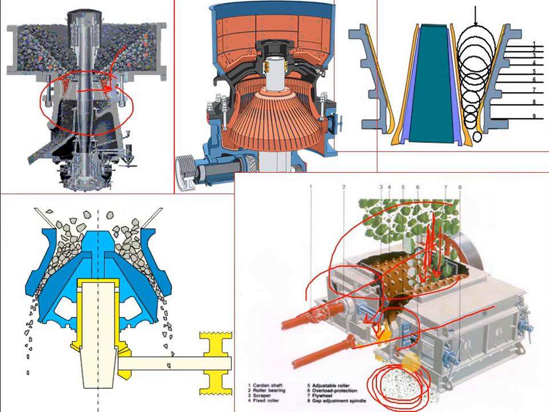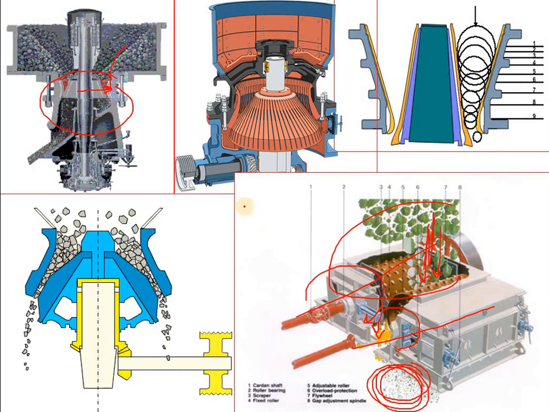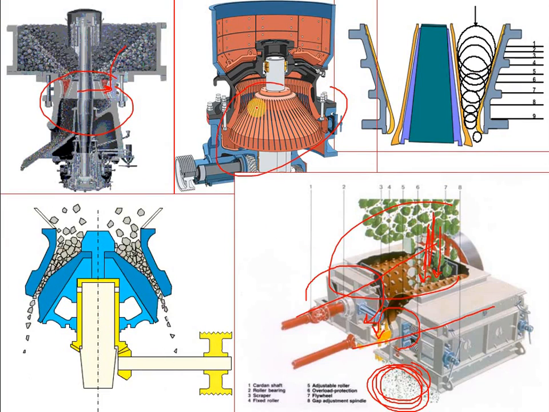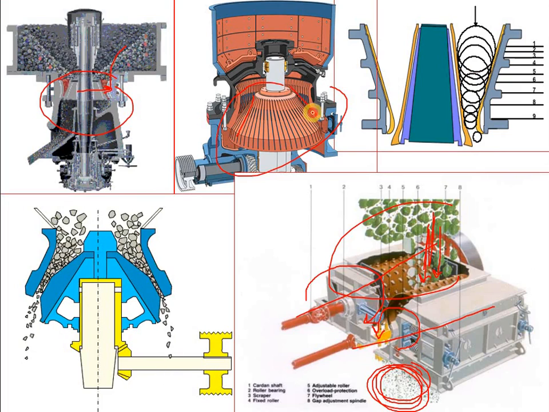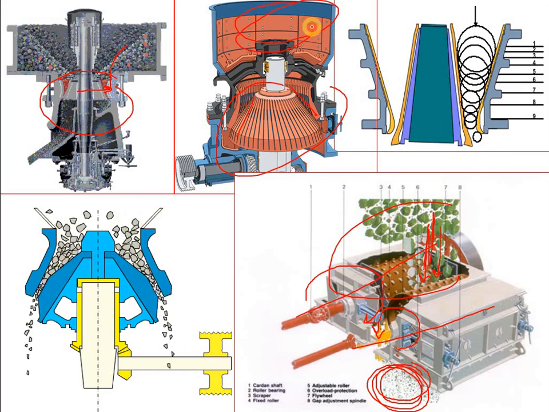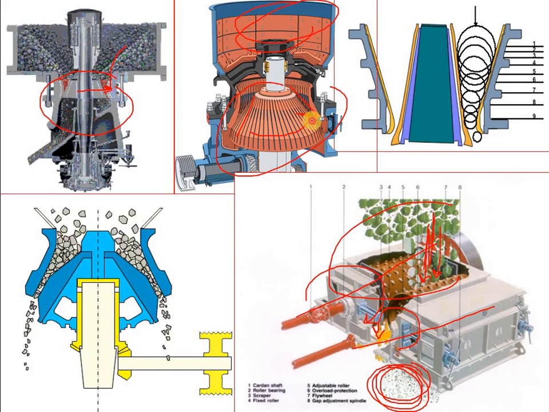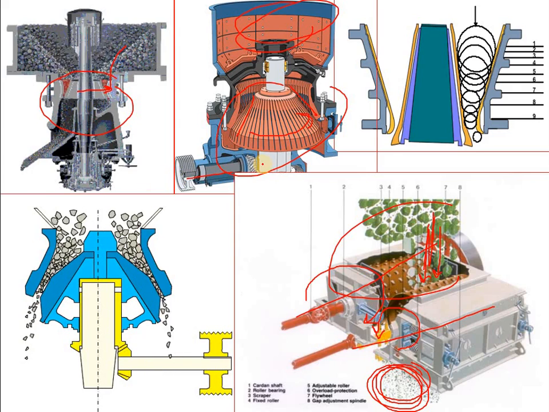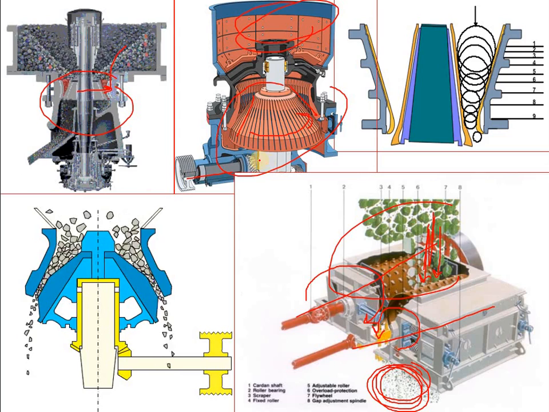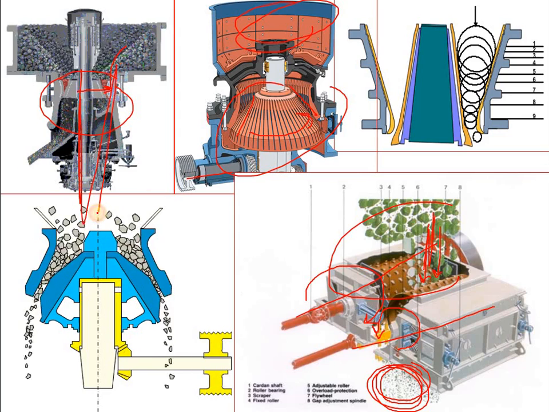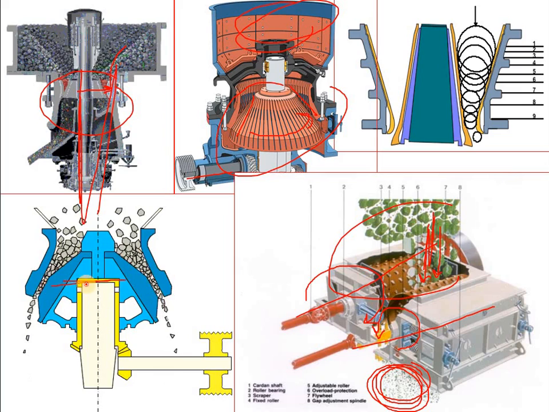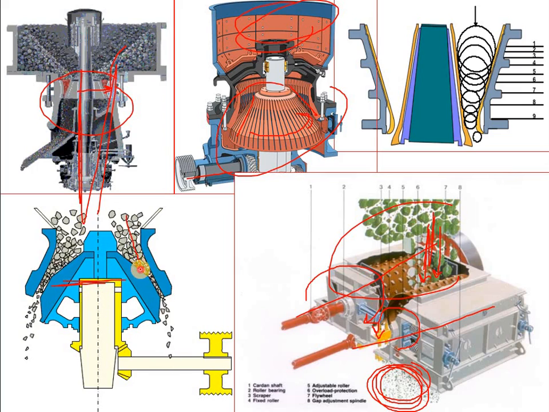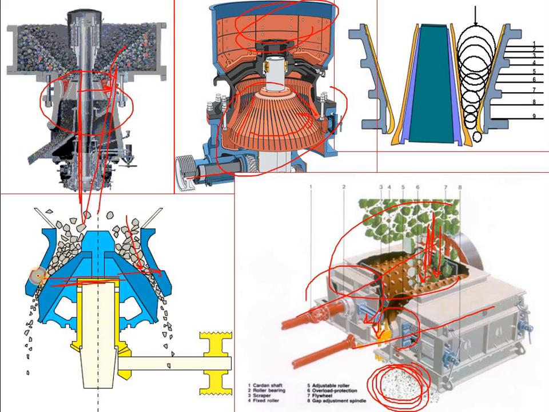This one is called the cone crusher. Here you can see that it is a type of cone, and the product is introduced here, and the cone is rotating, suppose in clockwise direction, with the help of a shaft attached to the motor, and the product will be reduced. And these two are the jaw crusher. Two jaws are attached, and the product is coming and hitting it, crushing it.